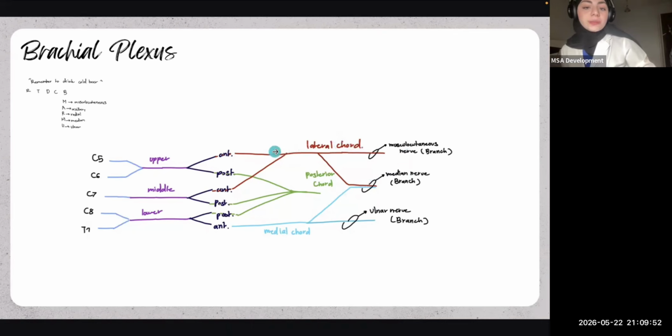Again, the lateral cord will just simply continue on its way and become the musculocutaneous nerve, which is a branch. So again, we did the cords, and now we're seeing the branches. So the median nerve is a branch of both the lateral and medial cord. Median means directly midline. Medial means medial. Anyways, the lateral cord will continue and become the musculocutaneous nerve, and then the medial cord is going to continue and become the ulnar nerve, okay?